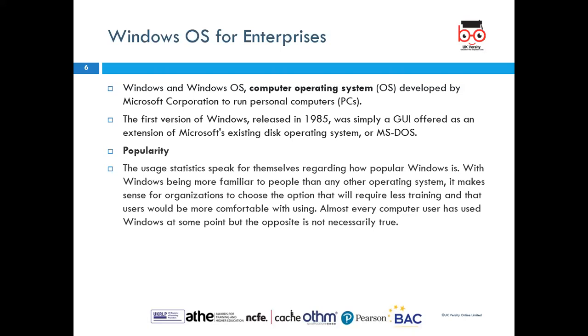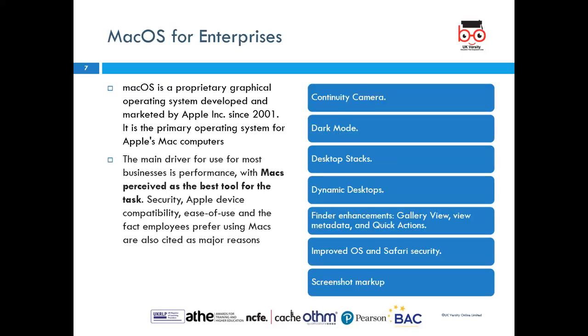So the first version of Windows was released in 1985, and we all know who the founder is, which is Mr. Bill Gates. So he had a simple GUI, graphical user interface, which offered as an extension of Microsoft's existing disk operating system. So it is the most popular out there due to the fact of its affordability and ease to use. So it is quite simple and affordable. That's what I think is the most popular nowadays.